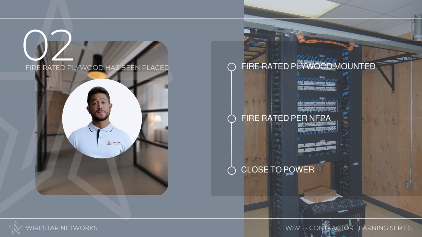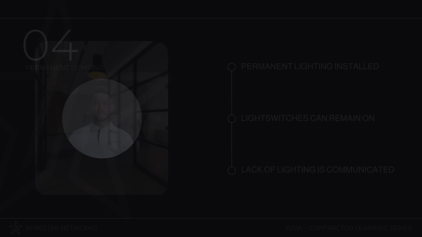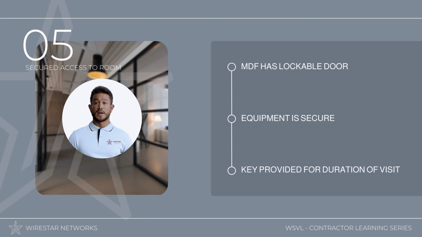Number 3. Grounding. Following local and national electrical codes applicable to your area, an adequate grounding bus bar must be installed within 15 feet of the MDF rack. Number 4. Lighting. Permanent lighting is required in your MDF closet prior to WireStar agreeing to mobilize our teams. If this step has not been accomplished yet, it's likely a good indication that the room is not ready for us to arrive.